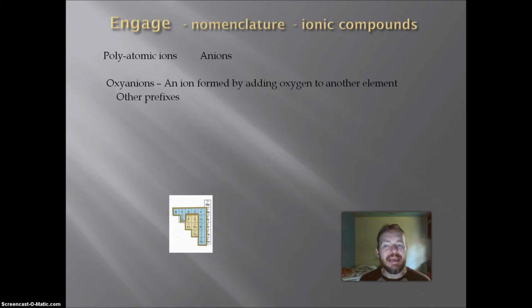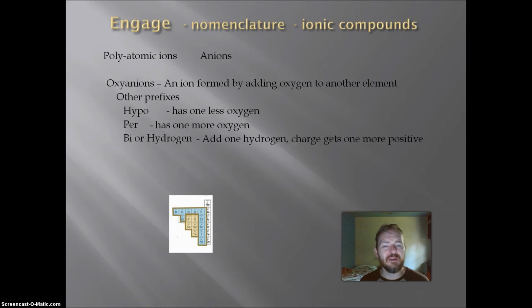Other prefixes that we can add to our oxyanions are the prefix hypo. If you see the prefix hypo, that means you take 1 oxygen away from what the name normally would have. If you see the prefix per, that means you add 1 more oxygen to what the name would normally have. Then we can also add the prefix bi or hydrogen, which says we're going to stick a hydrogen at the front of the compound, and the charge is going to get more positive by 1.